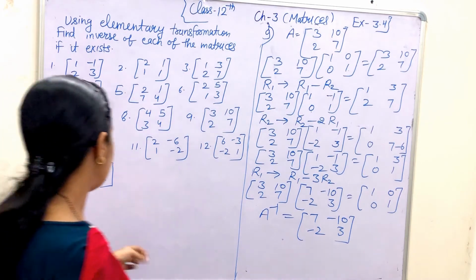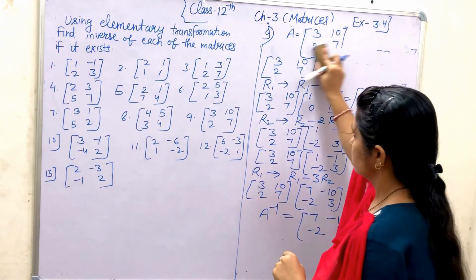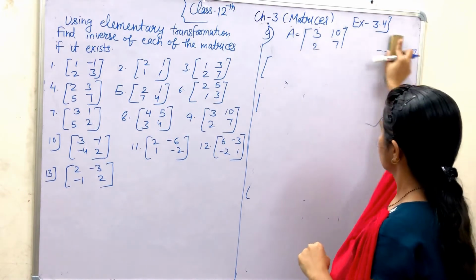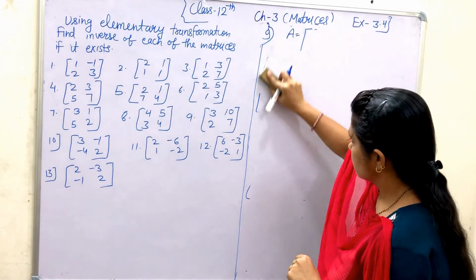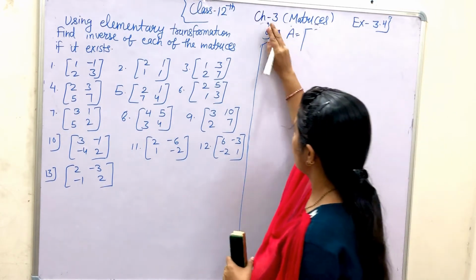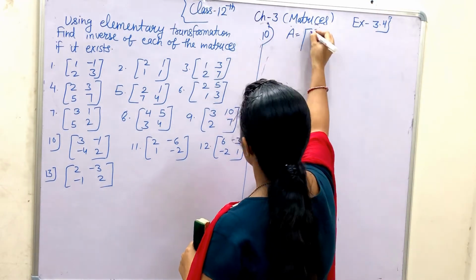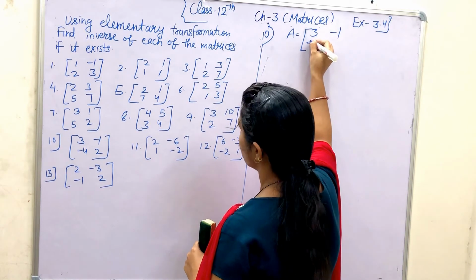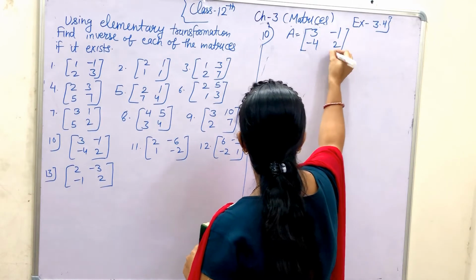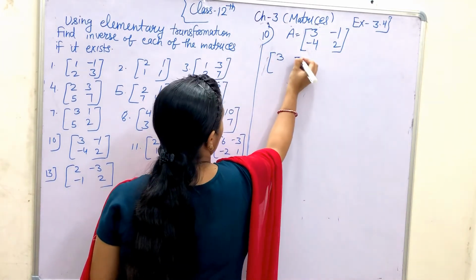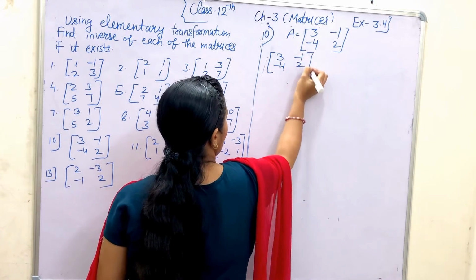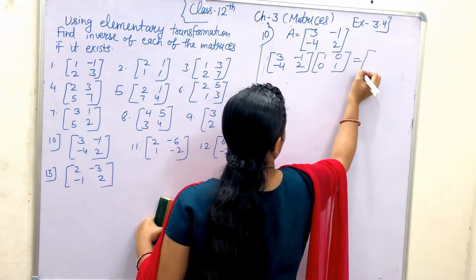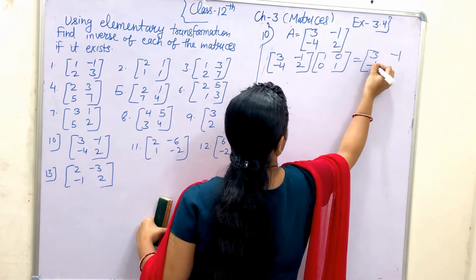Now question number 10. In question number 10 we get our A matrix 3, minus 1, 4, minus 4, 2. Now 3, minus 1, minus 4, 2, identity 1, 0, 0, 1 equal to the A matrix, that is 3, minus 1, minus 4, 2.